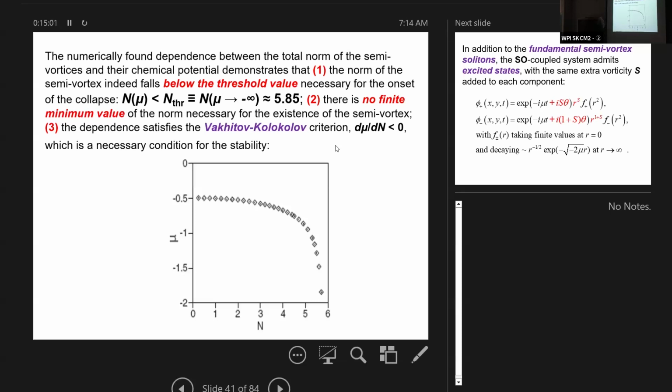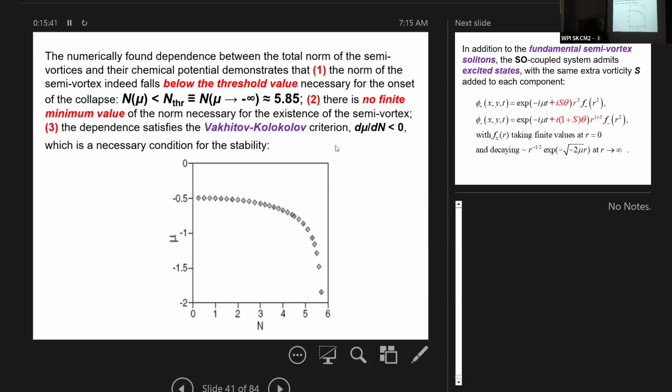Why? Because there is a famous, not sufficient but necessary stability condition, which is called the Vakhitov-Kolokolov stability condition. People with these names discovered it very long ago in the former Soviet Union. Their result was that if we have a family of solitons in any dimension, with any nonlinearity, simply supported by some effective self-attraction, otherwise it may be any model, then a not sufficient but necessary stability condition for the solitons is exactly that the derivative of μ with respect to N must be negative.